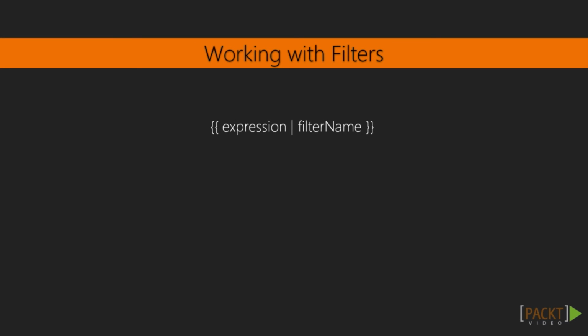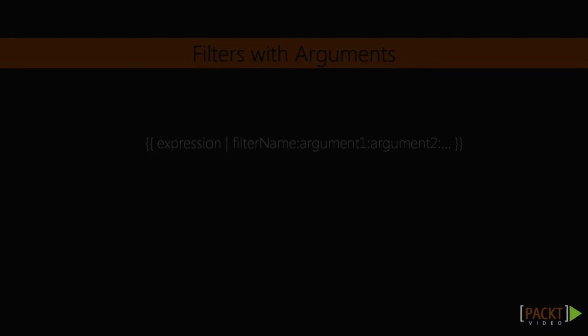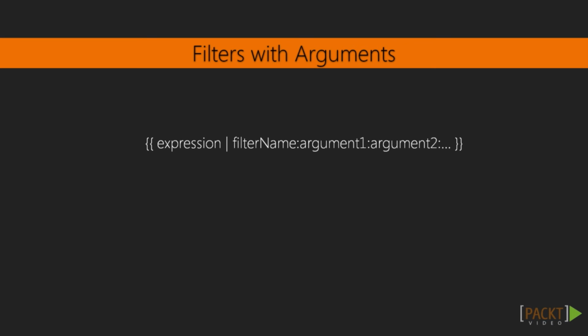If you want to use a filter directly on your template, you can apply it to expressions using the following syntax. For example, the expression 10 pipeline currency formats the number 10 using the currency filter. The resulting value is $10.00. There are filters more complex than this one, however, and complex filters may have arguments. The syntax for this case is expression, pipeline, the name of your filter, and your argument separated by colon.